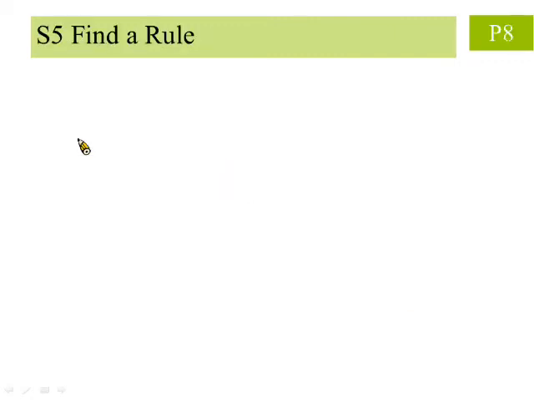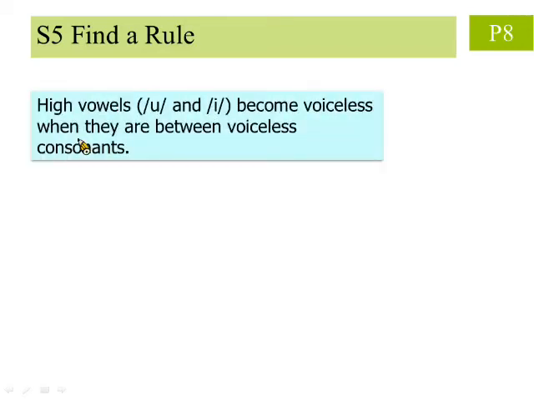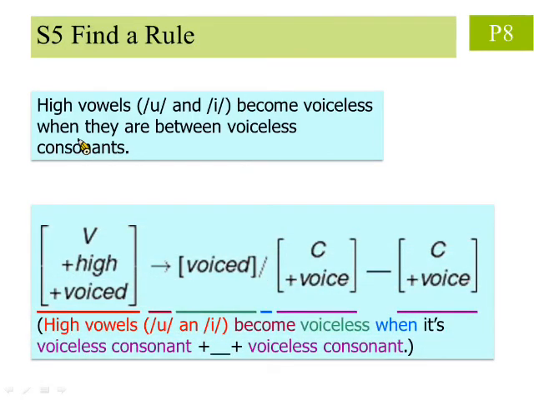To sum up our findings from the discussion, our last step here is to find a rule. Describing the rule in words, the high vowels U and E become voiceless when they are between voiceless consonants. If we write this rule in feature notations, it will look as below. Observe here, the color of each notation corresponds with the words above.